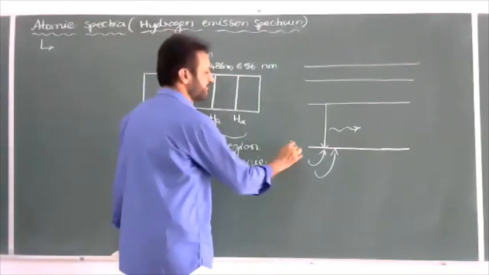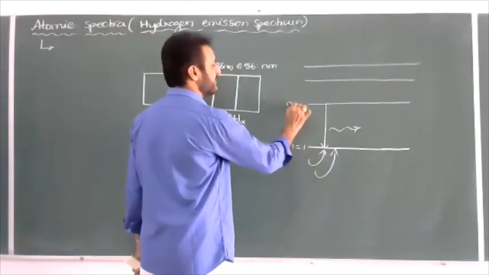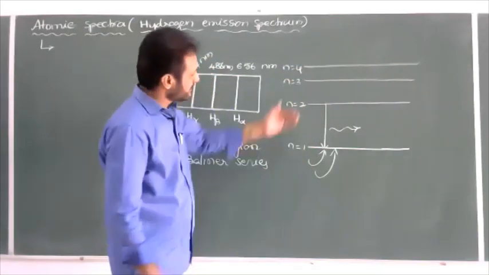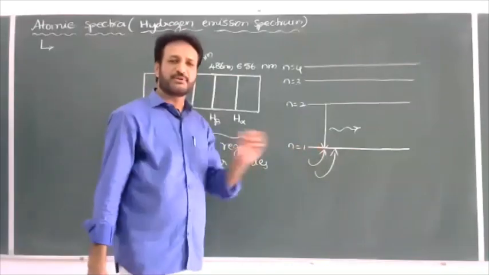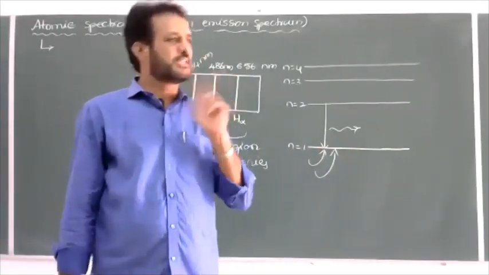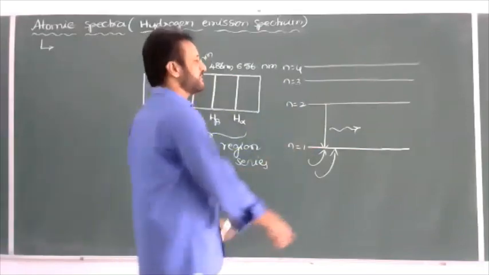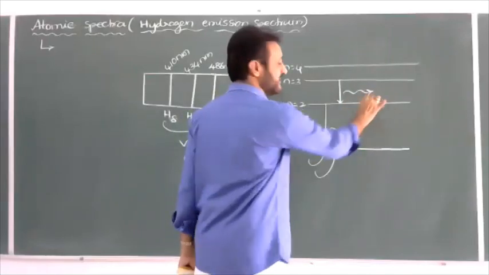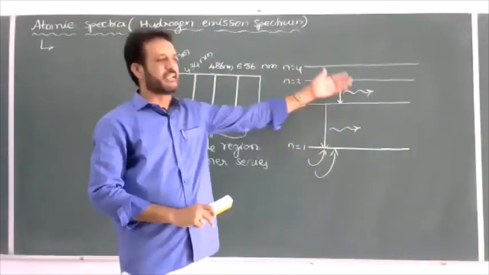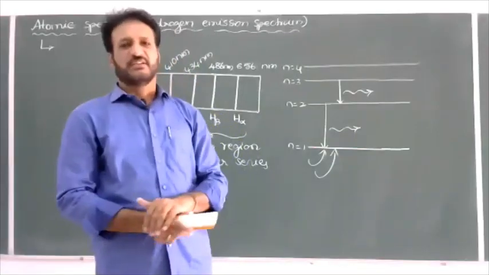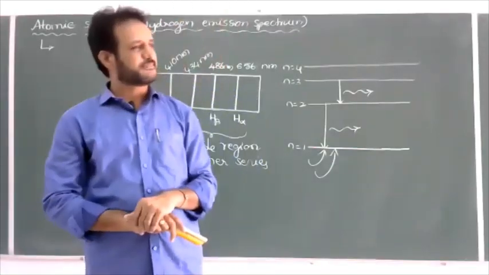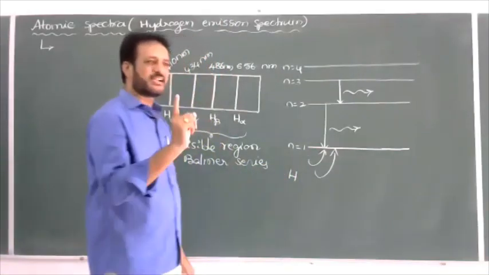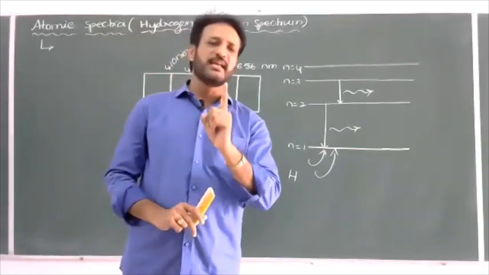Write n equal to 1, 2, 3, 4, and so on. When the electron jumps from the second orbit to the first orbit, we get one photon of a particular wavelength, which is one spectral line. When it jumps from the third orbit to the second orbit, the photon wavelength and energy change, and that is another spectral line. A question may be asked: the hydrogen atom contains how many electrons? Hydrogen, symbol H1, contains only one electron.